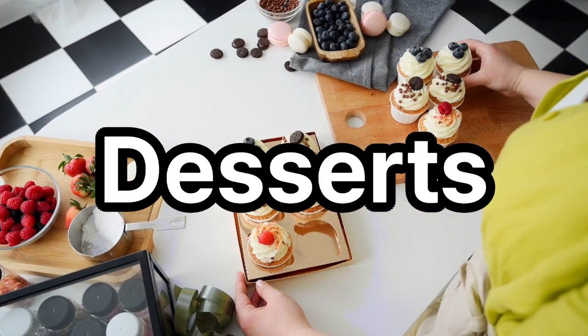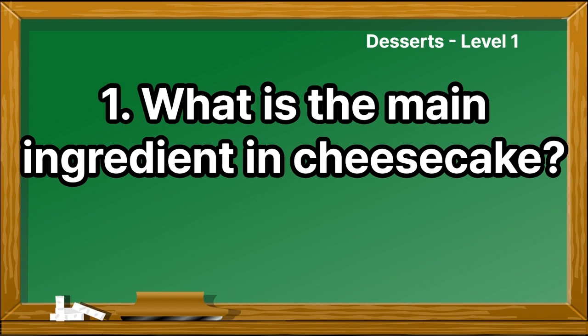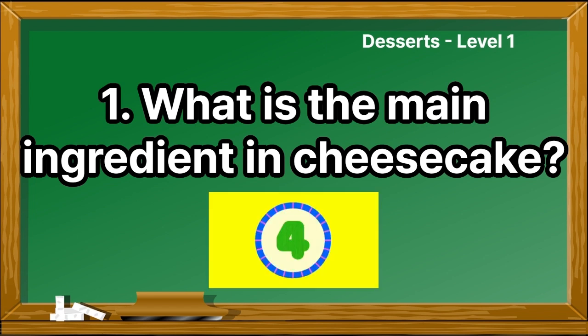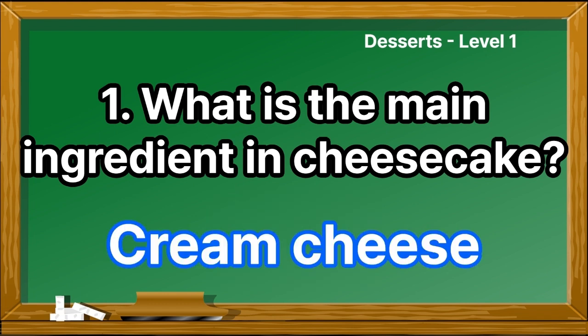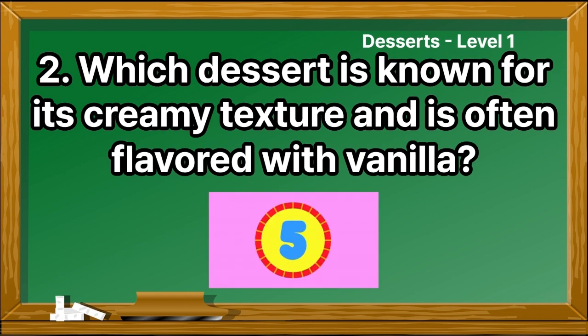Desserts. Level 1. What is the main ingredient in cheesecake? Cream cheese. Which dessert is known for its creamy texture and is often flavored with vanilla? Vanilla pudding.